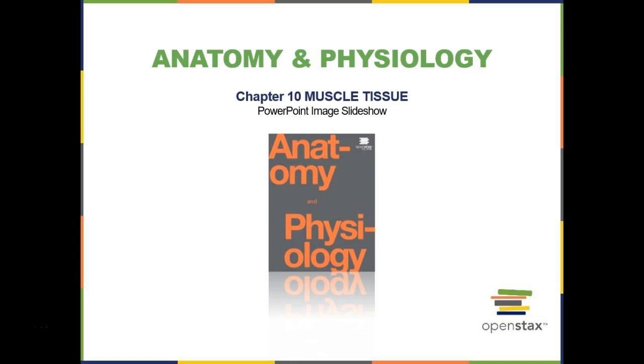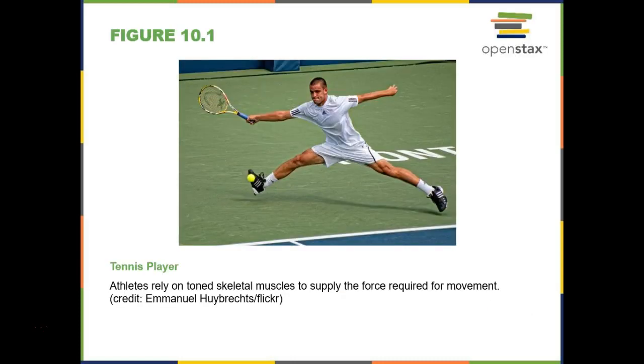We're in the muscular system, and chapter 10 and 11 are all about muscle. There are three types of muscle that you've already learned about from chapter 4 when we talked about the different muscle types. But this chapter is going to focus mainly on skeletal muscle, which you see on this individual who is playing tennis.